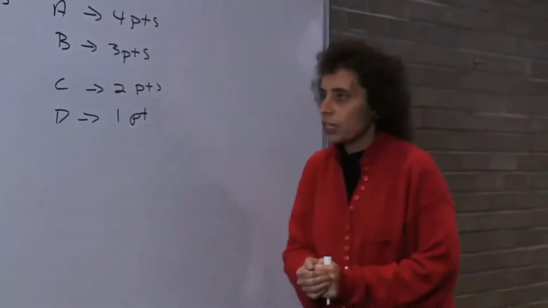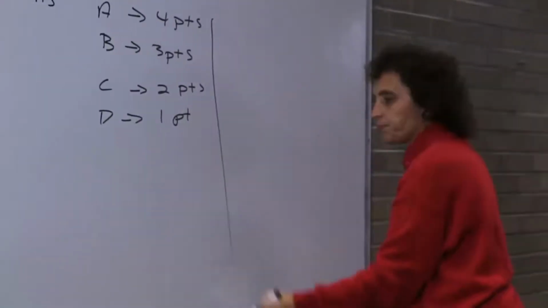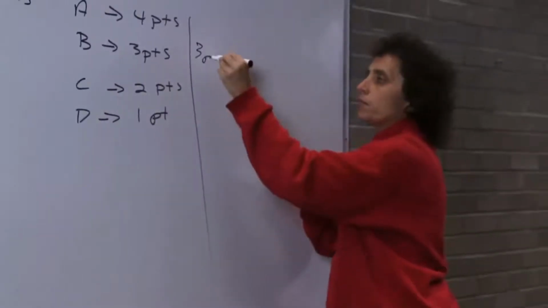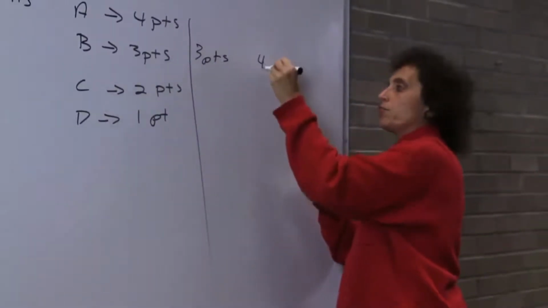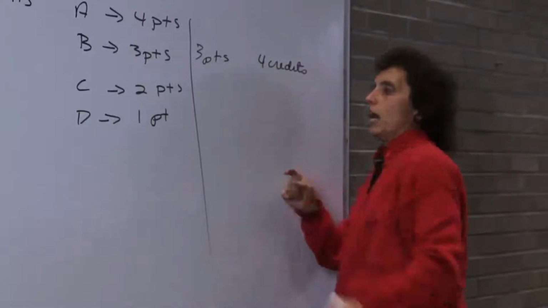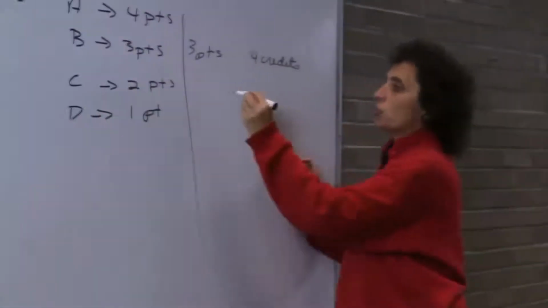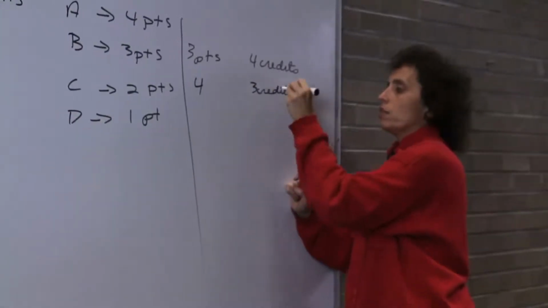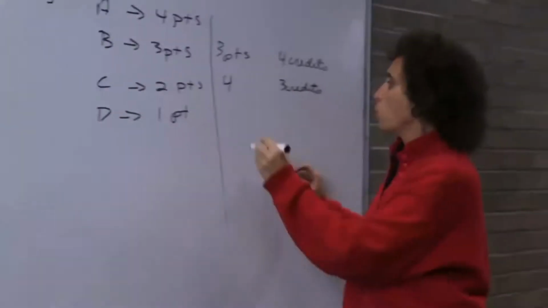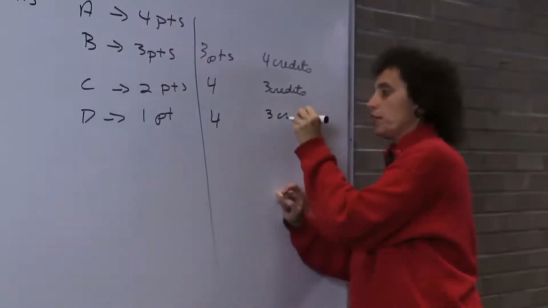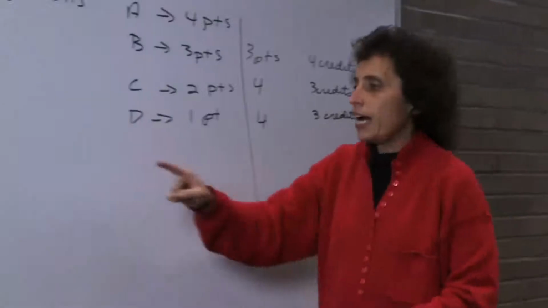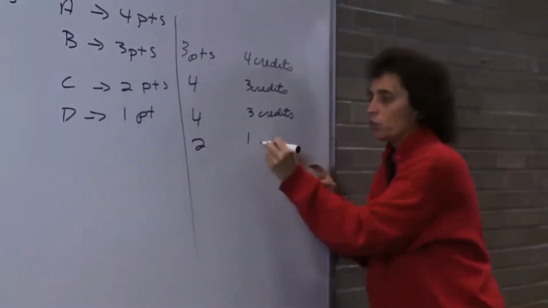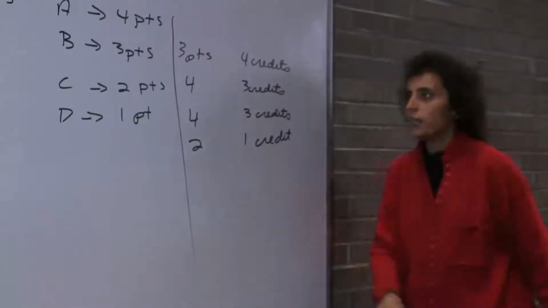Okay, here we go. So here's what I see. I have a B, which is worth 3 points, but there's 4 credits. I have an A, which is worth 4 points, but it's 3 credits. I have an A, which is 4 points, but it's 3 credits. And again, I have a C, which is worth 2 points, but it's only 1 credit. Okay? So this is what you do.